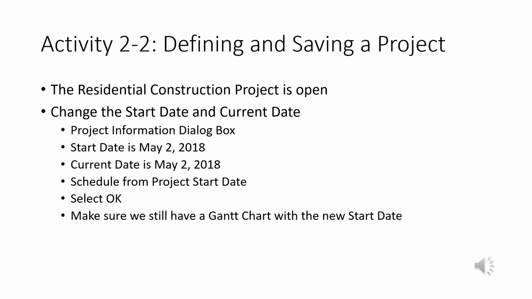Well, give this a shot. This is the activity, 2.2. You've got the project open, and you change the start date and the current date. So you've got to get to the Project Information dialog box. Start date is May 2nd, 2018. Current date is also May 2nd, 2018. We're going to go from the start date, save that, and make sure we still have the Gantt chart. But also check the start date in the Gantt chart. It should say May 2nd, 2018. Go ahead and take a look at it.